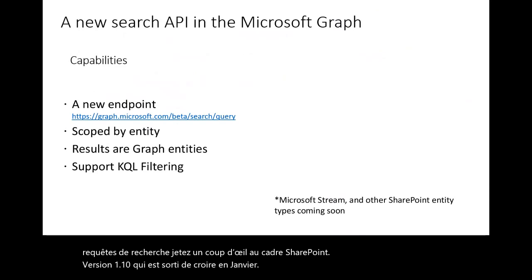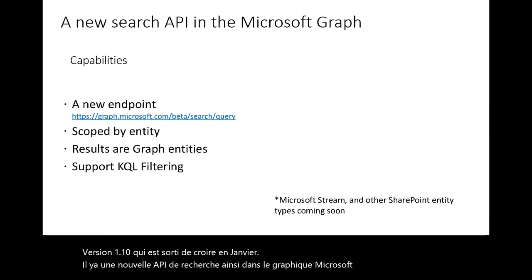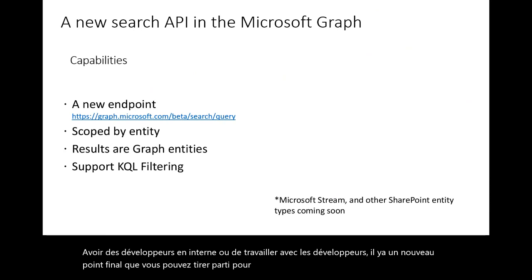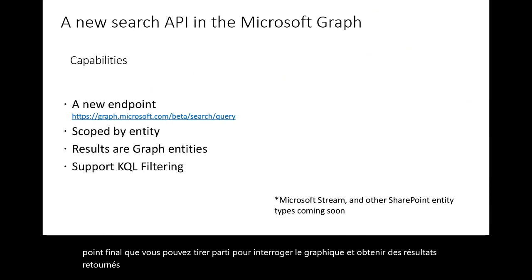There is a new search API as well in the Microsoft Graph. So if you have developers in-house or working with developers, there's a new endpoint that you can leverage for querying the graph and getting results returned. It is scoped by the entity, and the results are graph entities as well. An important thing is it does support KQL filtering.